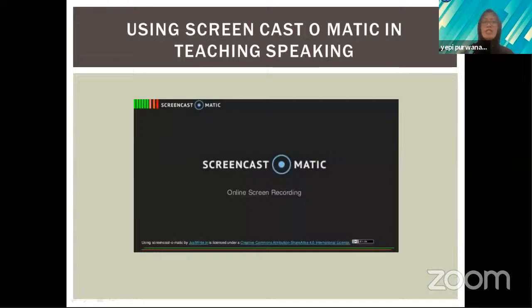And then using screencast Augmented in teaching speaking. Sometimes we have a problem: how can I teach speaking by using technology? We can use screencast Augmented. So you can give the material to the students, for example a speech or maybe a newsreader, and then you share it with your students and ask them to make a screencast Augmented themselves. So you can see your students' projects here.